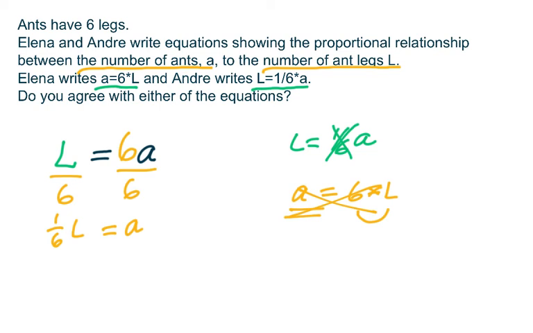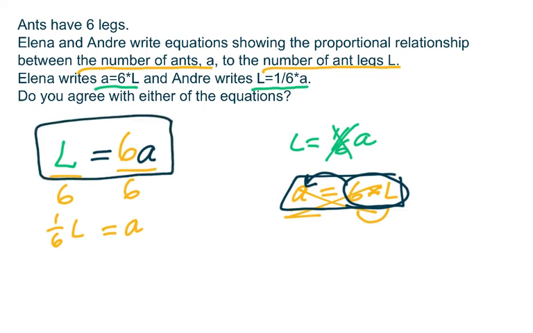So if you chose the one that says Elena is correct, I think you were thinking about the fact that every ant gets 6 legs, and that's true, but that doesn't match what is written here. This doesn't say that every 1 ant gives you 6 legs. This says that if you multiply the number of legs by 6, you get 1 ant, and that's not the way this is set up. So you needed to write it this way, or you could have written it as the number of ants equals 1/6 times the number of legs if you wanted to start it that way.